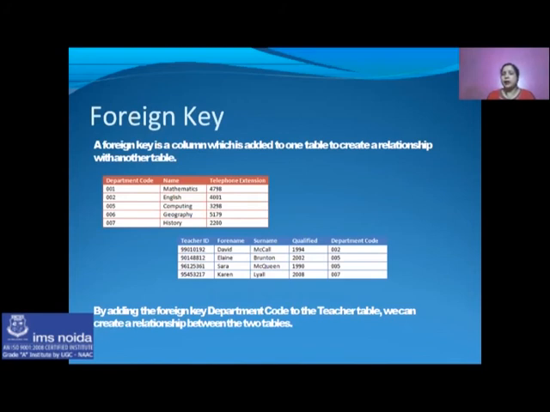It should not happen that the record doesn't exist in the department. Suppose 005 does not exist, but the 005 record exists in the teacher table. So it is not possible that the teacher is working when the department does not exist. So this is basically the concept behind the foreign key.